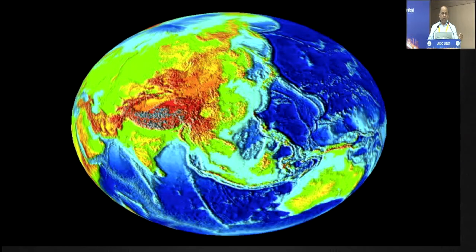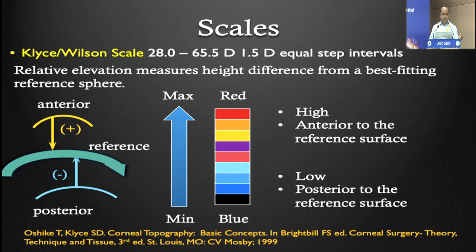This is a very common photograph we all have seen. The reason for showing this photograph here is that you can see all the plain areas in the world are shown by green, all the water bodies are shown by blue, and all the steep mountains are shown by red or maroon. So this similar concept has been used in corneal topography, which is again color based.